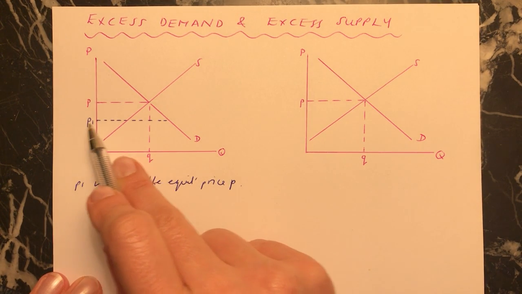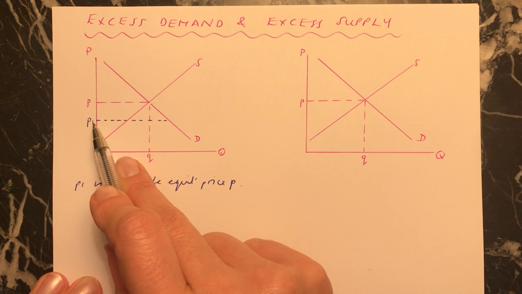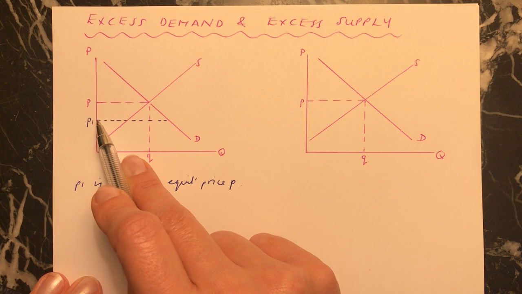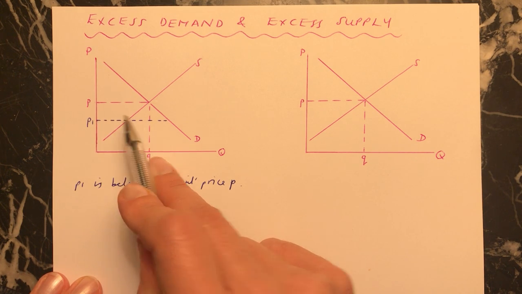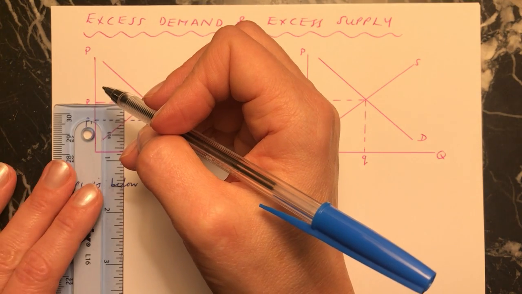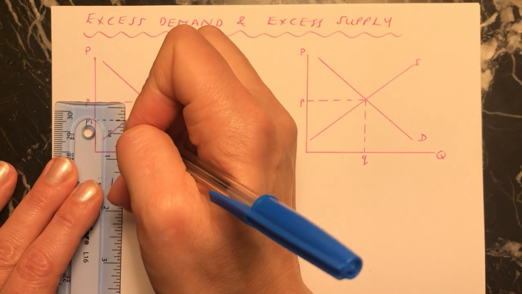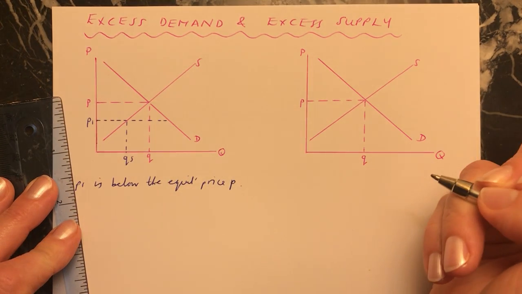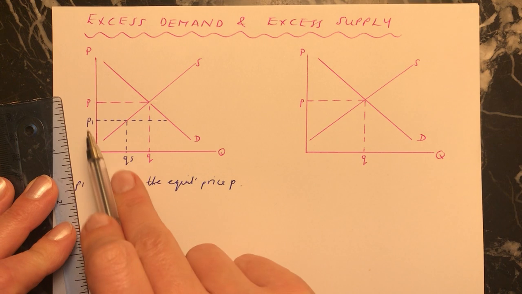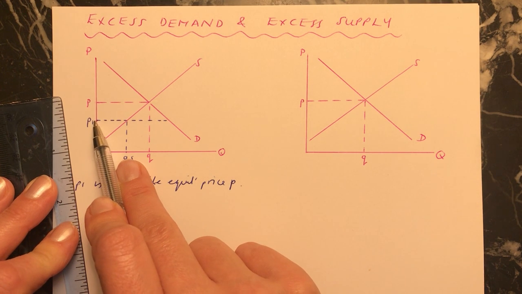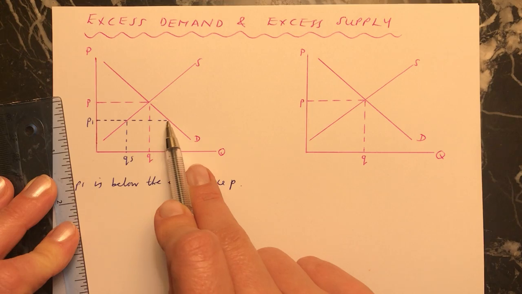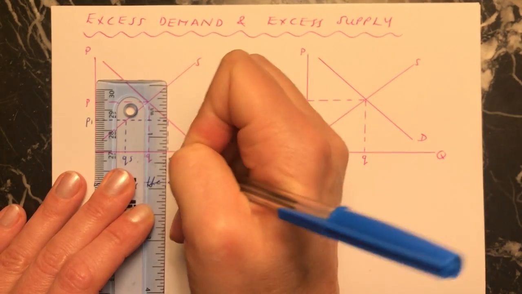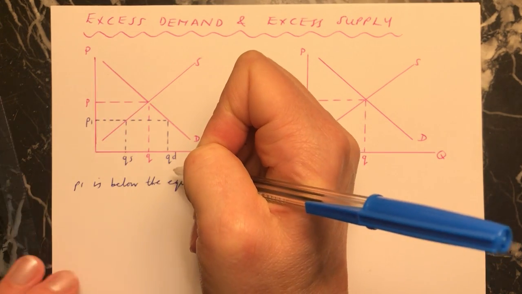And we can see the situation at P1 by seeing where we are on the supply and demand curve. So first of all, at P1, when do you bump into the supply curve? Here. When you bump into the supply curve, that tells you the quantity that will be supplied at P1. So it'll be QS. And then we can see at P1 how much is being demanded at that price. And we read across, we bump into the demand curve, and it's what we'll call QD, the quantity being demanded.